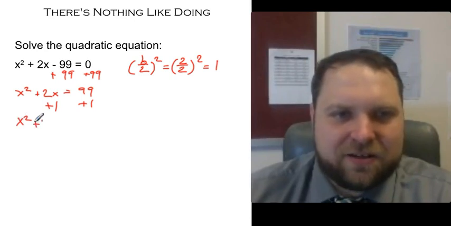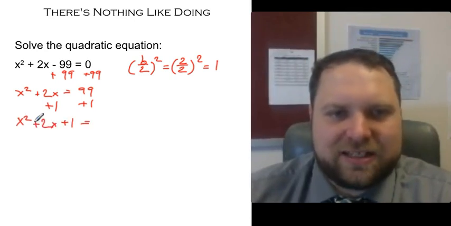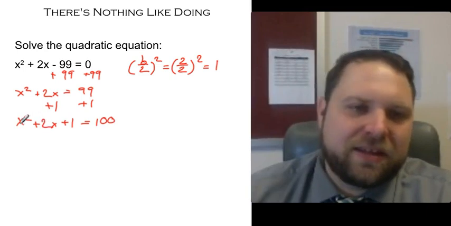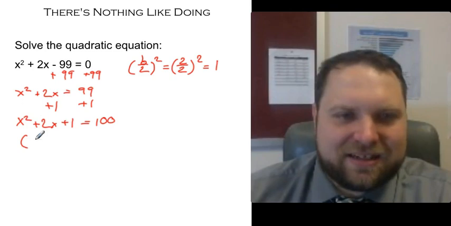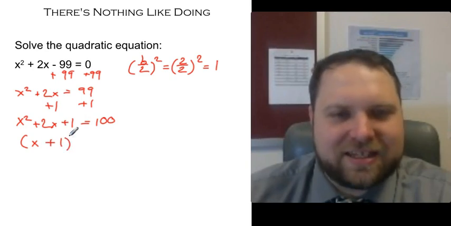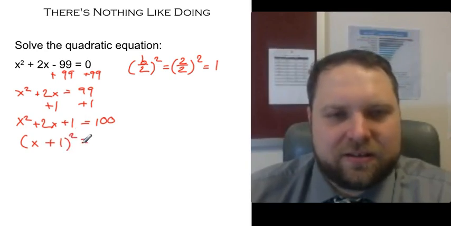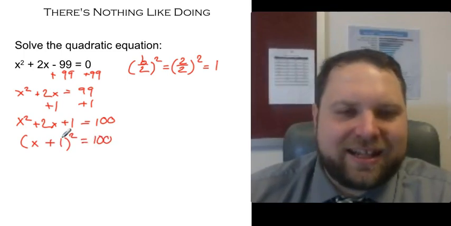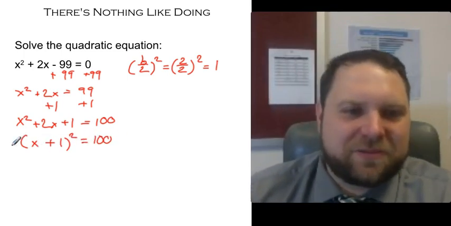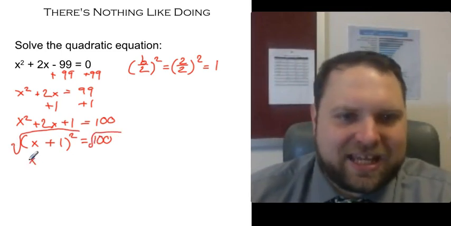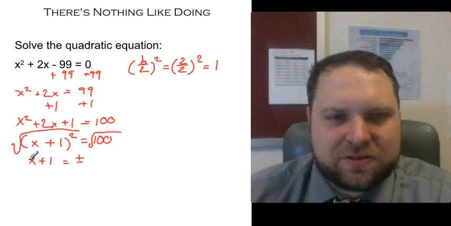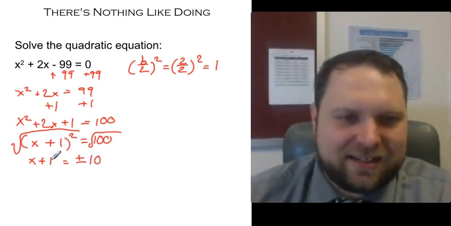x squared plus 2x plus 1 is equal to 100. Now that I have this, I can rewrite this side of the equation as x plus b over 2, so that's 1 in this case, squared is equal to 100. And now I have something squared equals a number. I know how to solve this. Square root to the rescue. And I get x plus 1 is equal to plus or minus 10.